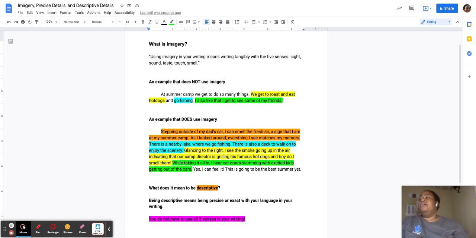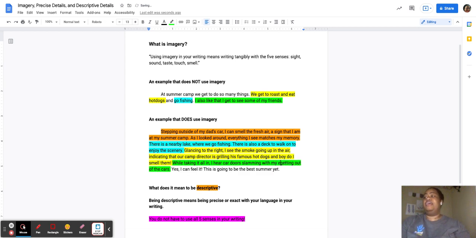And let's look at the green. "I also like that I get to see some of my friends." Let's look at what's highlighted in green in the imagery section. It says, "While taking it all in, I hear car doors slamming with..." What you can say with friends, let's change that.